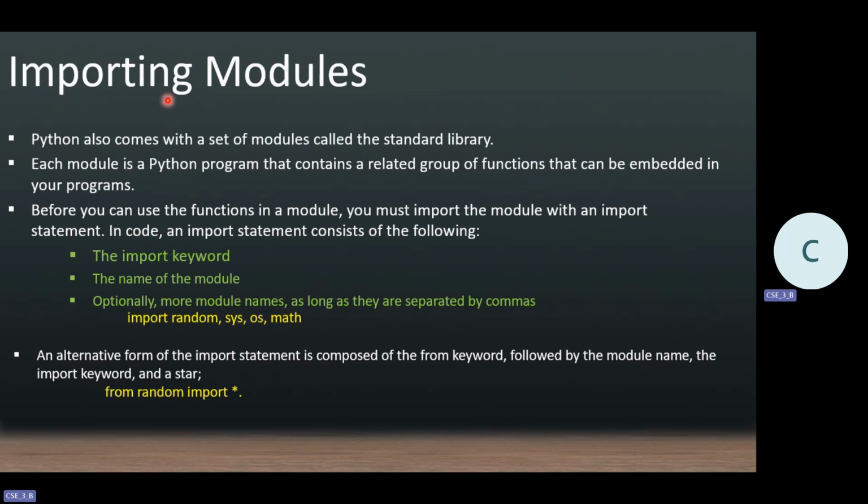So next we go on importing the modules. Let us understand how to do that. Python comes with a set of modules called the standard library. Each module is a Python program, very important, that contains a related group of functions that can be embedded in your programs. Before you can use the functions in a module, you must import the module with an import statement. In code, an import statement consists of the following.